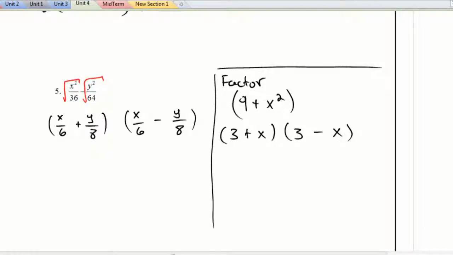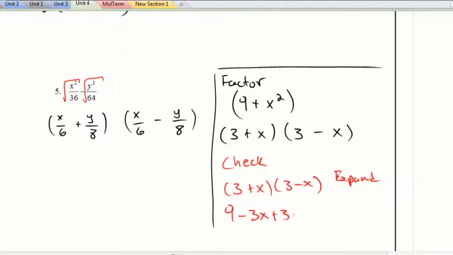All right, so I think I'm done, right? I don't have any other perfect squares or anything in there, but let's check our solution here. So remember, the opposite of factoring is expanding. So I'm going to expand, and let's see what I end up with here. 3 times 3 is going to give me 9. I'm foiling here. 3 times x is negative 3x, and then positive 3x, and then positive x minus that is negative x squared.